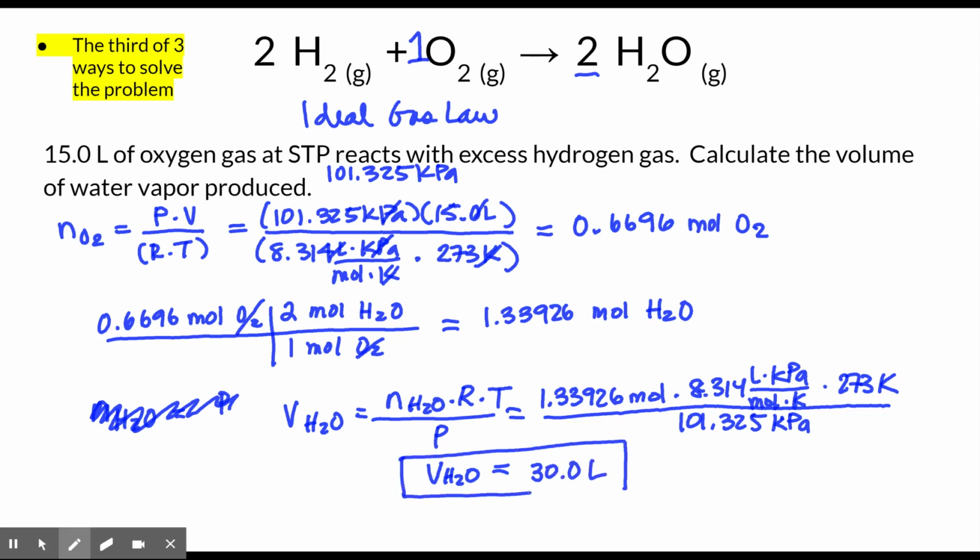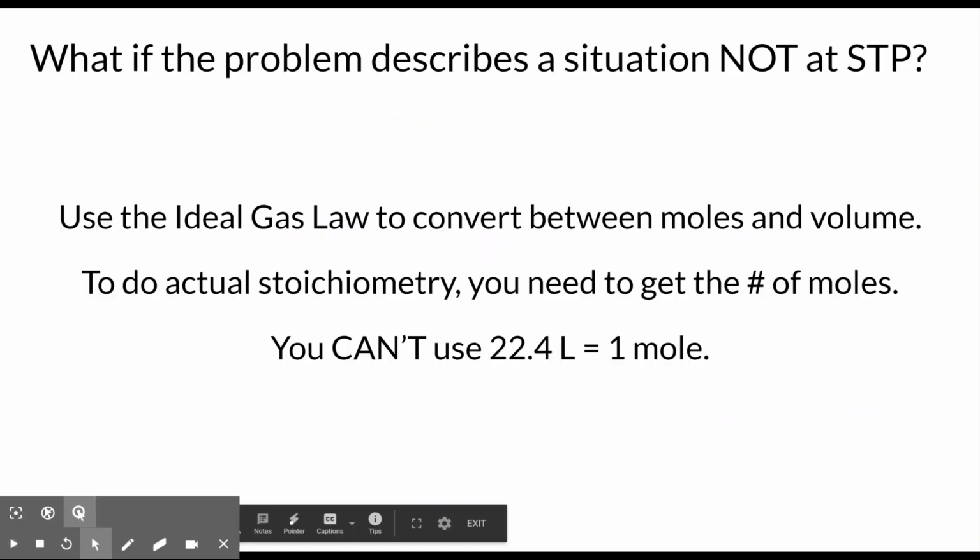So that's how to solve the same gas stoichiometry problem 3 different ways, all 3 of which are perfectly valid. Of course, this last way is a lot longer and slower. So the value of that shortcut, 22.4 liters equals 1 mole, is super useful, especially on a test where you may not have all the time in the world to solve the problem. So whenever the problem talks about things being at STP, I would jump on that shortcut and make the most use of that shortcut to help you get the correct answer.